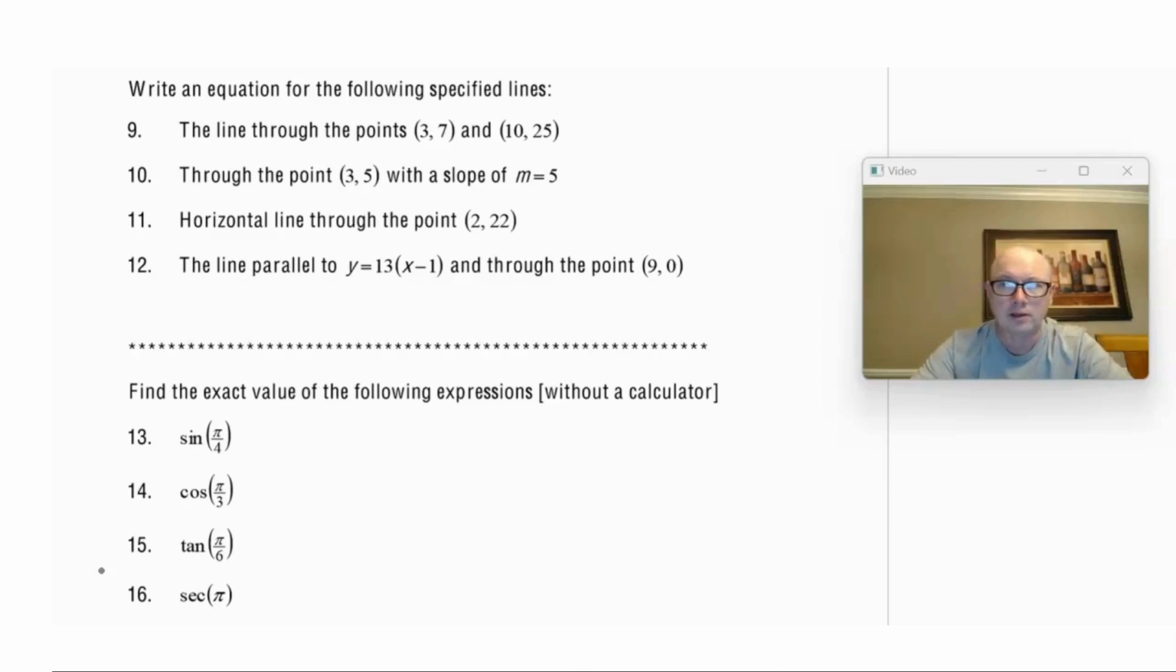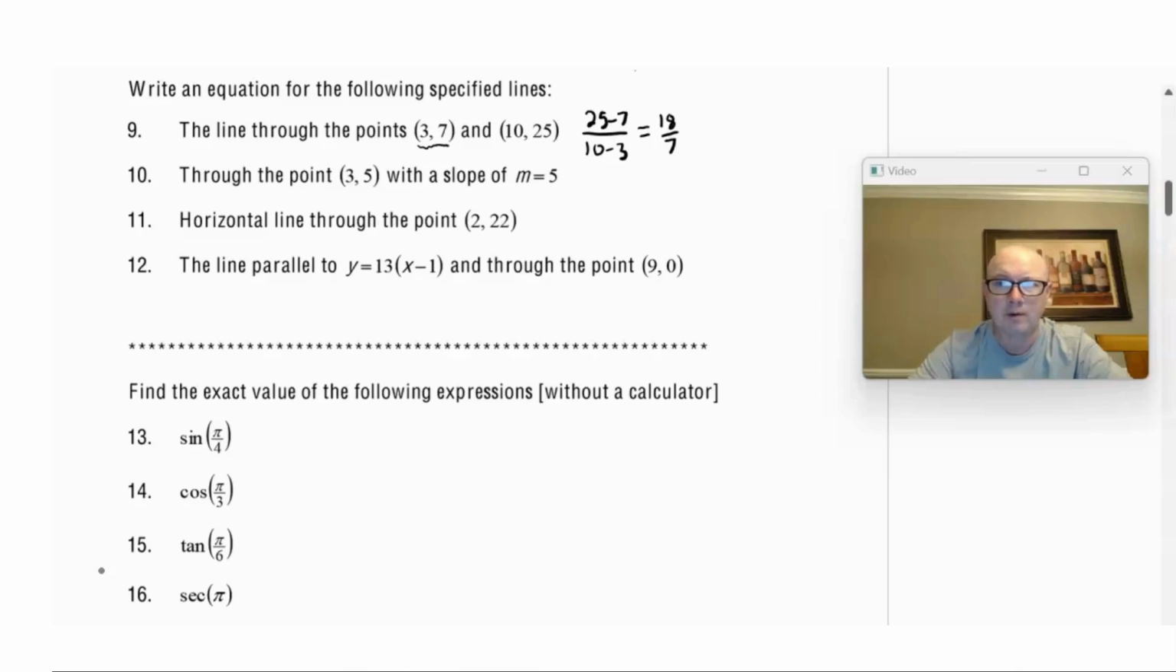So we're going to calculate the slope here. We get 25 minus 7 divided by 10 minus 3, which would come out to 18/7. And then we want to realize that when we're writing equations of lines on the AP test, point slope form is perfectly acceptable. So I'm going to use the point (3, 7).